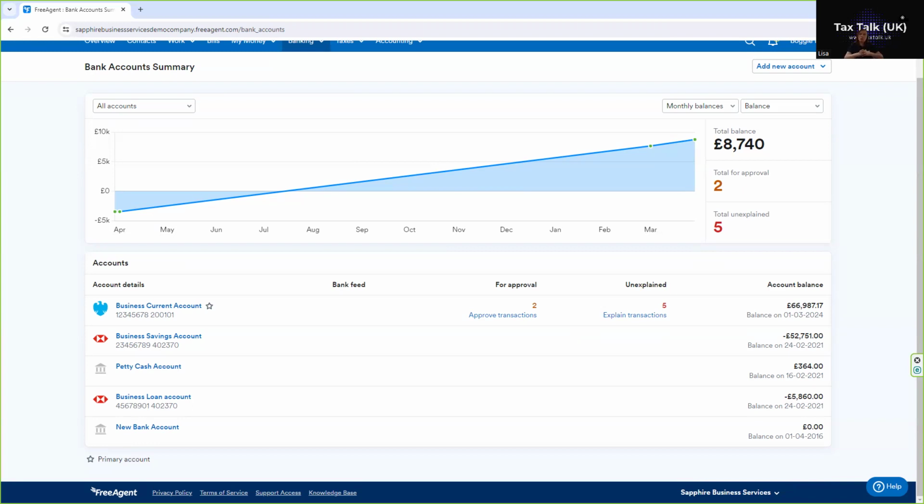So what would you do then if you had paid for that outside of the business finances? Well, this is where your expenses comes in within your Freeagent software.